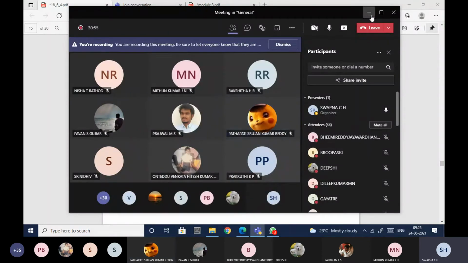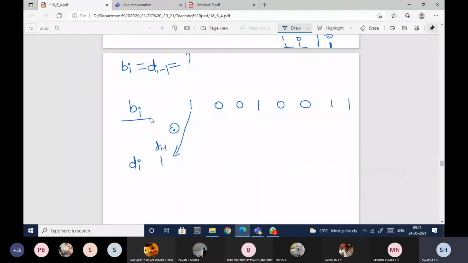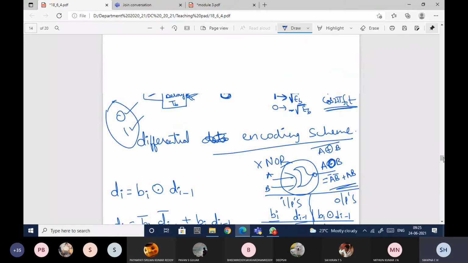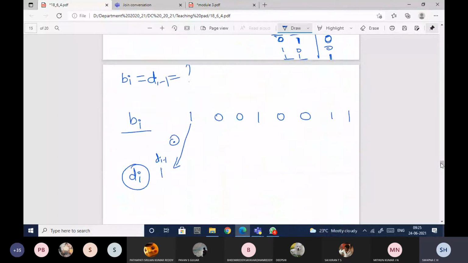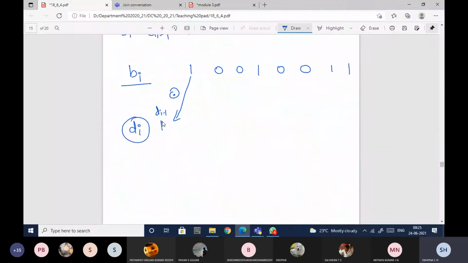Yes, ma'am. So here, I've taken bi as the binary data. Whatever I'm speaking is converted to binary. Now I need to find out the di output. To find the di output, I need to know the initial bit, because if you observe, the delayed version of di is given as an input to the XNOR gate. I can assume it as 0 or as 1, anything. Let me take 1 as my reference bit. So this is my di minus 1 bit.